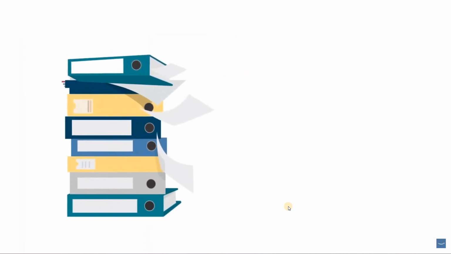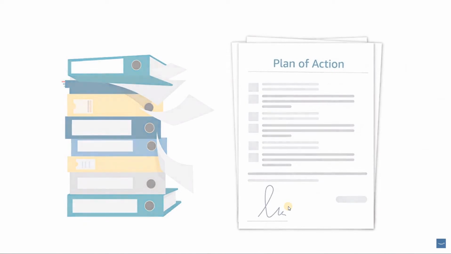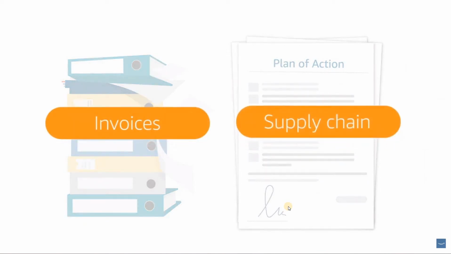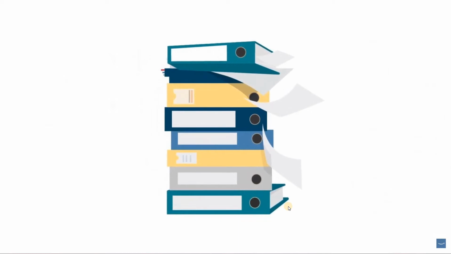Sometimes you may be required to send supporting documentation along with your plan of action. For example, invoices or other supply chain documentation may be requested for certain policy violations or customer complaints. You should always keep invoices and any other relevant records for all of your products sold on Amazon.